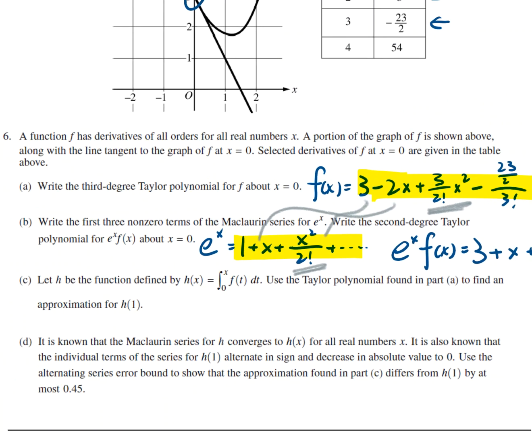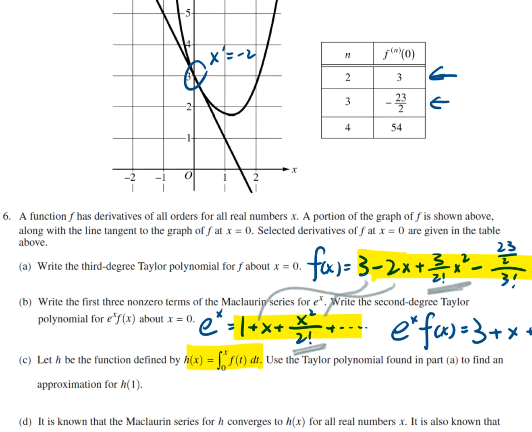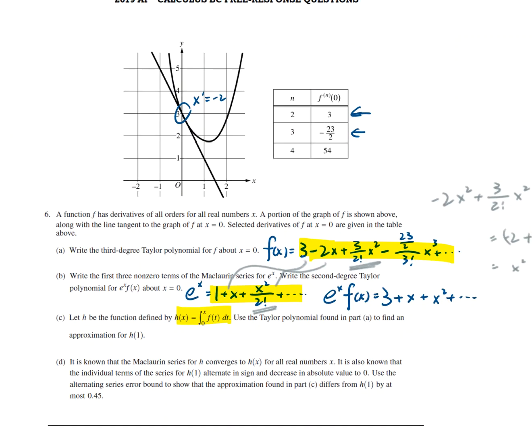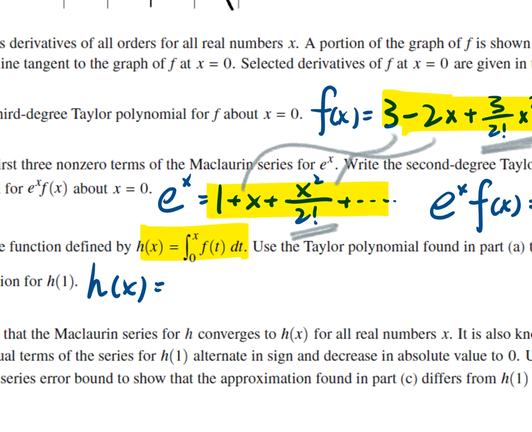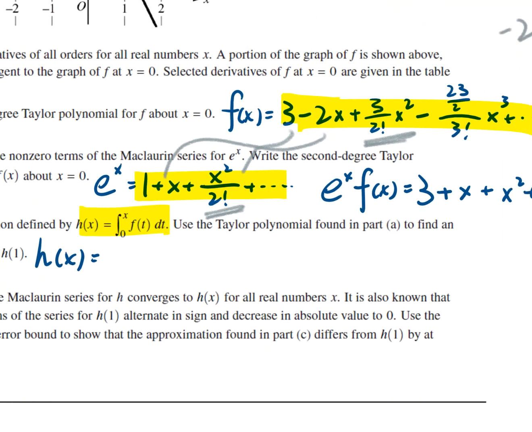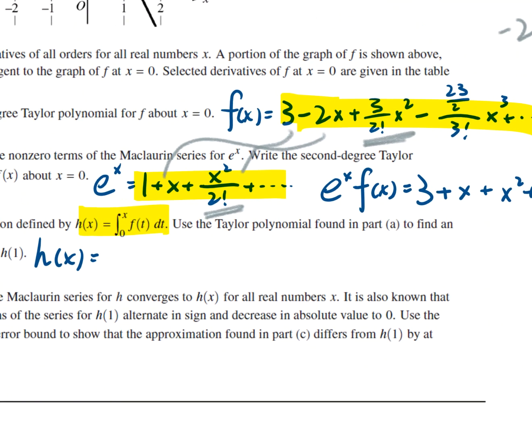So for c, we have: let h be the function defined by the given integral. We need to keep in mind that we have up here the graph of f of t. Use the Taylor polynomial found in part a to find an approximation for h of 1. So first of all, h of x is the integration of f of x. So we're going to integrate all these terms in f of x.